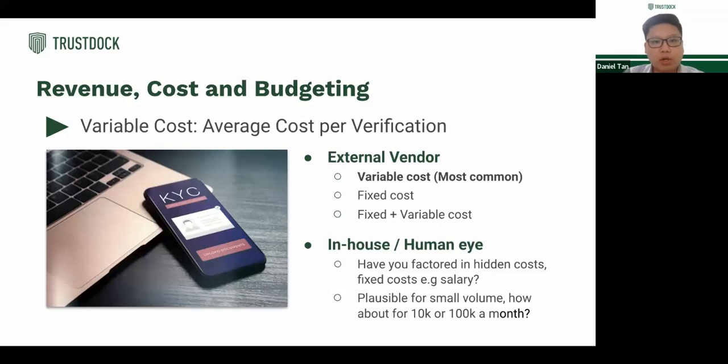So looking at the variable cost itself, the average cost per verification, there are 2 ways that you can look at it. One is an external vendor and one is an in-house solution or process flow in place. For the external vendor, usually they come with 3 different kinds of packages. A variable cost, which is actually the most common option. You just pay per use, per verification that you consume. Some offer a fixed cost of X number of verifications, or maybe some offer a mix of both. It is very easy to factor the entire package on its own under one category relating to KYC. But most commonly, it is a variable cost.